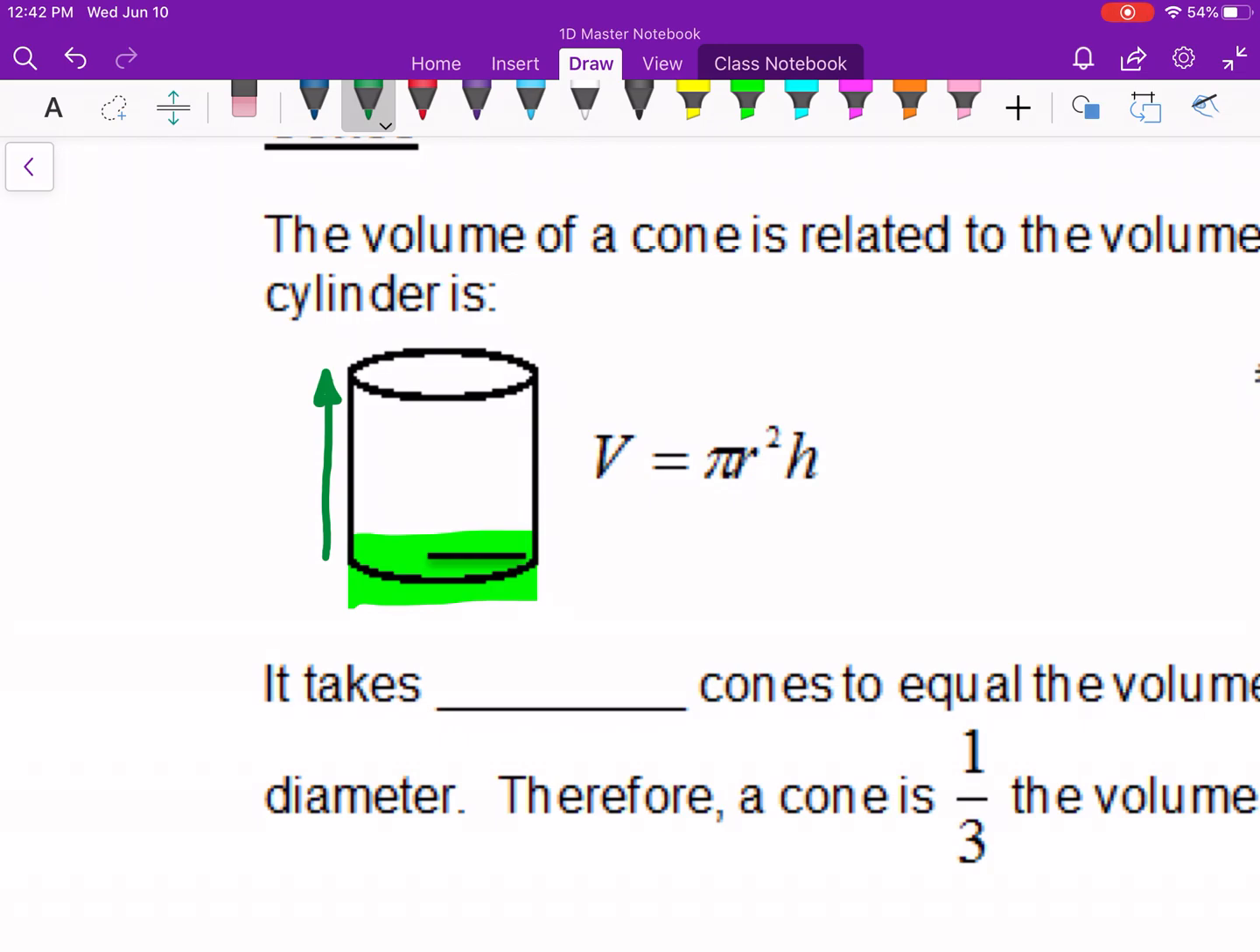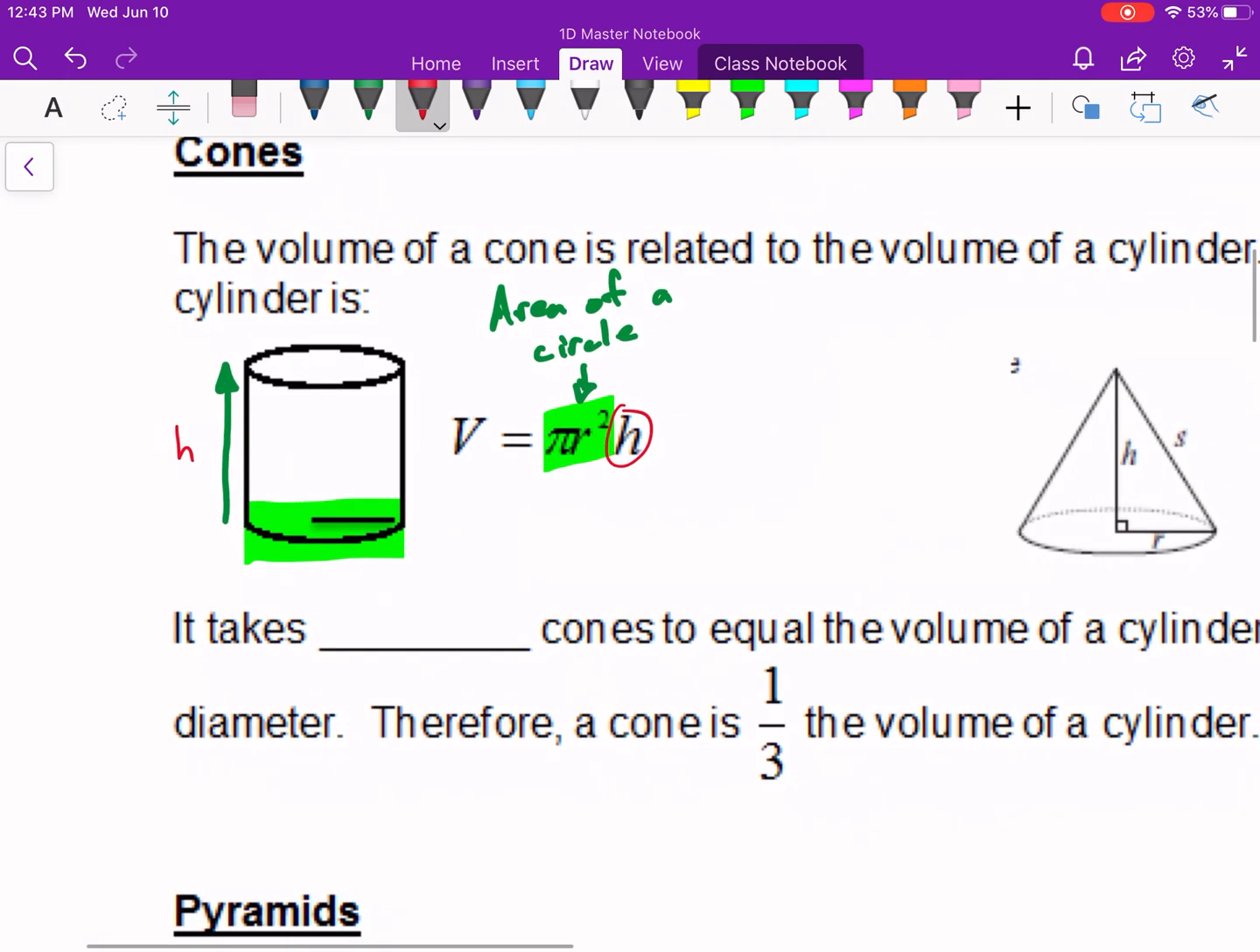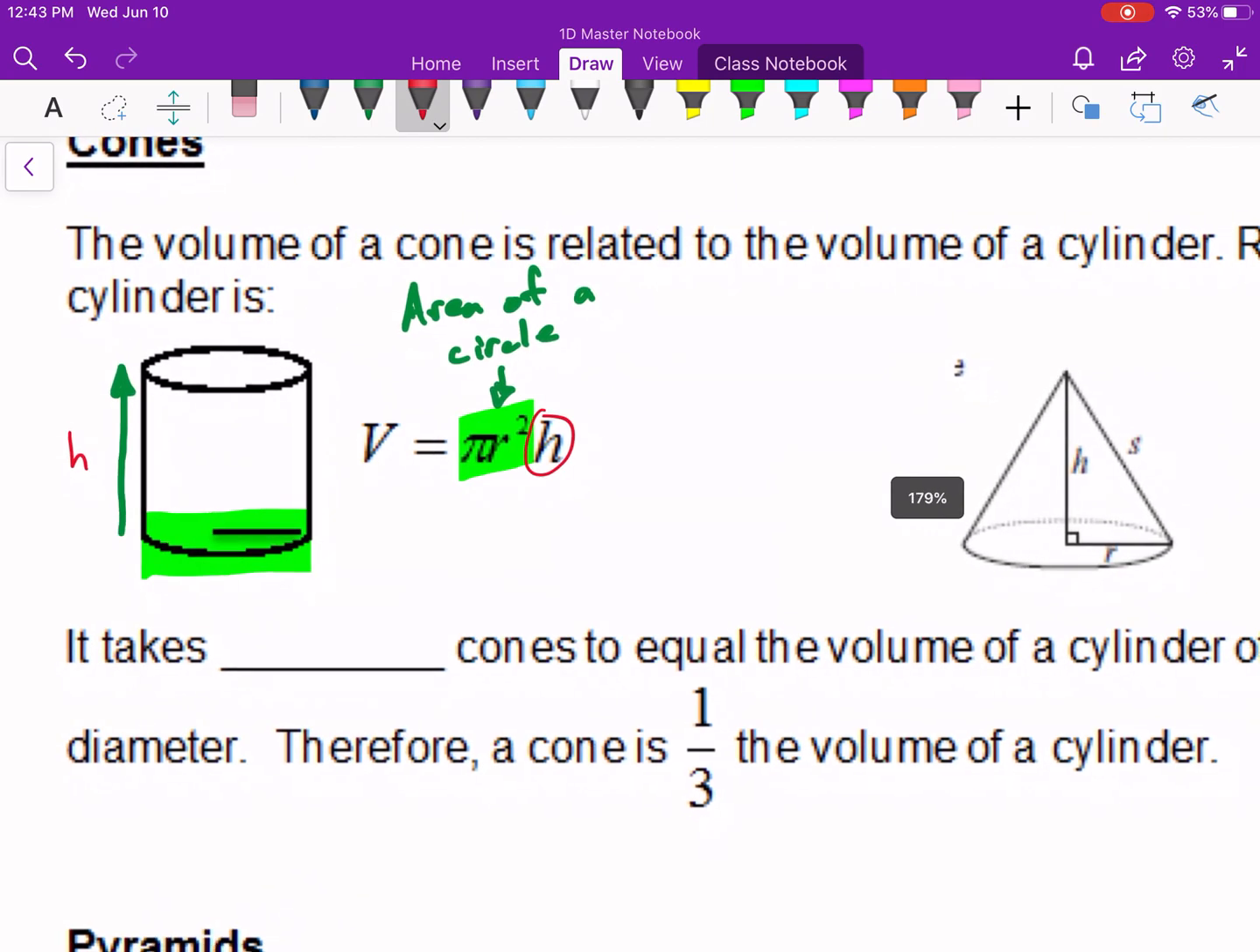So with that in mind, the volume of a cylinder is the area of the circle. Remember, area of a circle is pi r squared. So it's just the area of that circle, and then all you're doing is multiplying it times the height. Again, it's like you're stacking up a whole bunch of circles on top of each other. So that's the volume of a cylinder. Maybe you already knew that, but if you did, that's just a reminder.